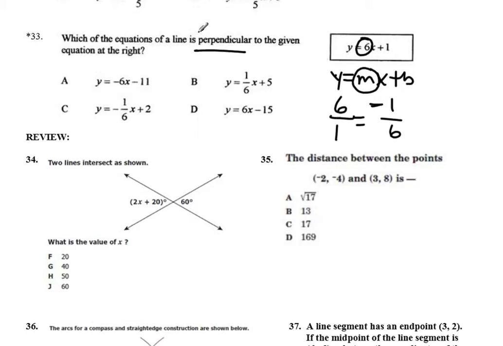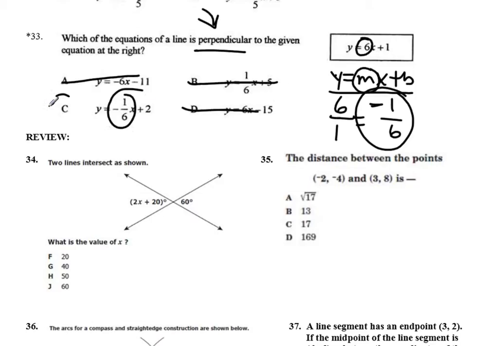As long as all of these are solved for y equals mx plus b form, we're looking for the negative 1/6 slope. That's the one that's going to be perpendicular to the given equation. So the only one that has a negative 1/6, not this one, not this one, this is a negative 6, this is your negative 1/6. The only one that has an opposite reciprocal is C.